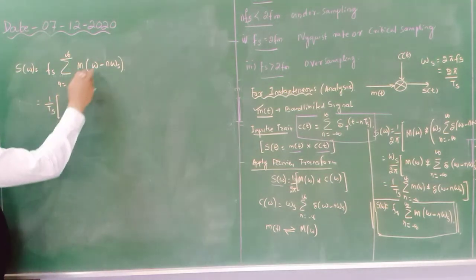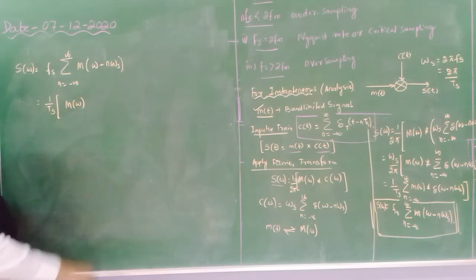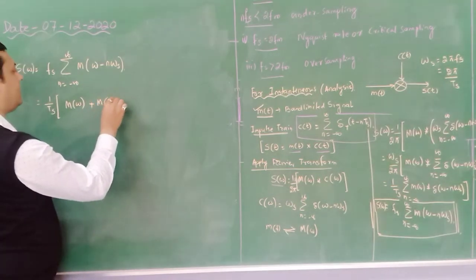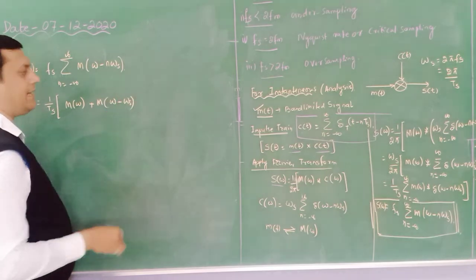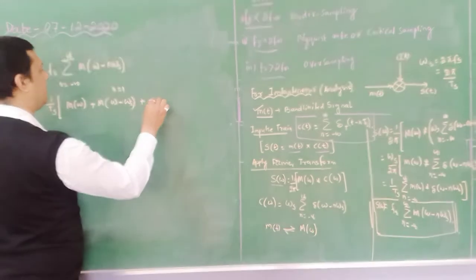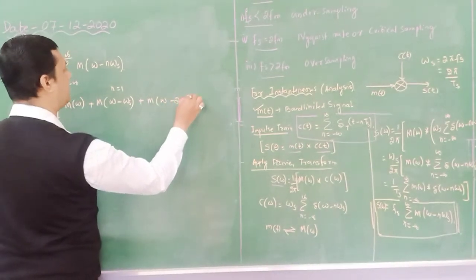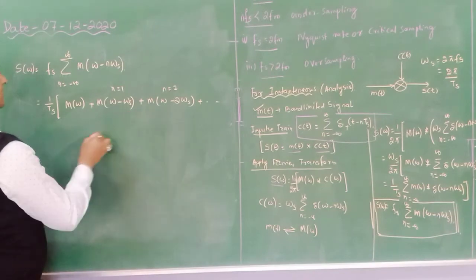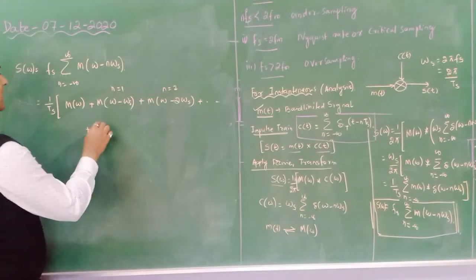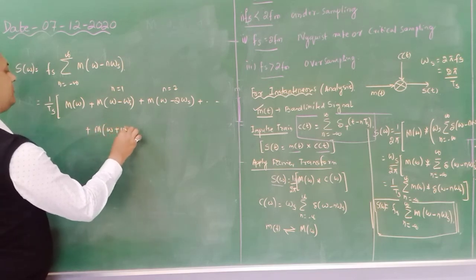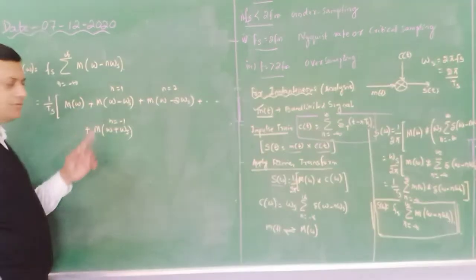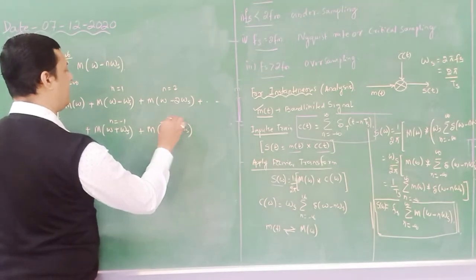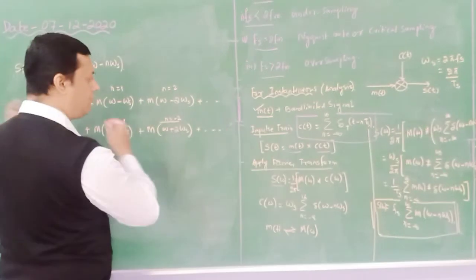For the first spectrum, if n equals 0, we get M of omega. Plus, if you substitute positive n values, we get M of omega minus omega_s when n equals 1, plus M of omega minus 2 omega_s for n equals 2, and so on, similarly for the right half sequence. Similarly, for the negative half sequence, I will get M of omega plus omega_s for n equals minus 1, plus M of omega plus 2 omega_s for n equals minus 2, and so on up to minus infinity.